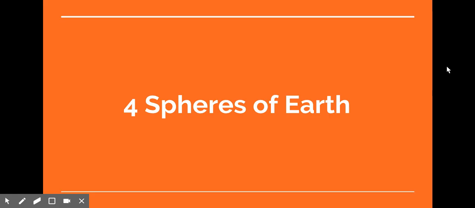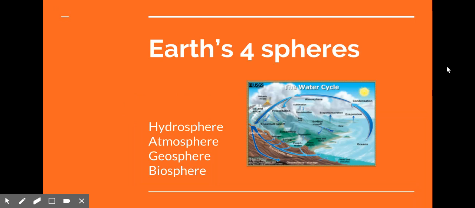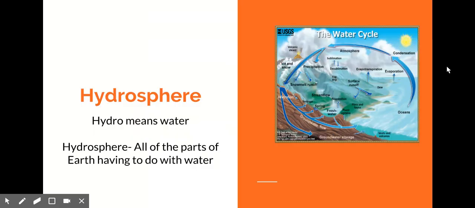So let's look at the four spheres of Earth, not to be confused with the four branches of Earth science. So the Earth has four spheres: the hydrosphere, atmosphere, geosphere, and biosphere. Let's start with the hydrosphere. Hydro means water. So anytime you hear the word hydro, you should automatically think the water cycle. So that's all the parts of Earth having to do with water.